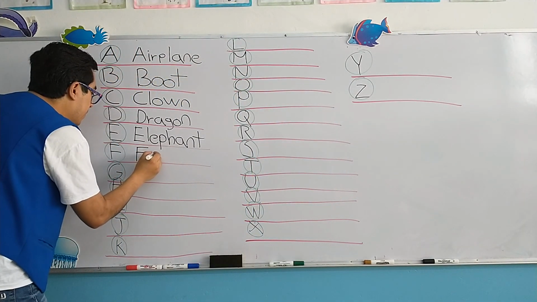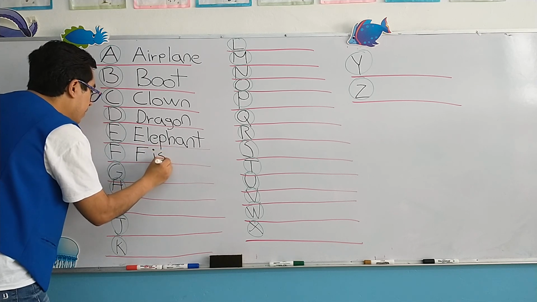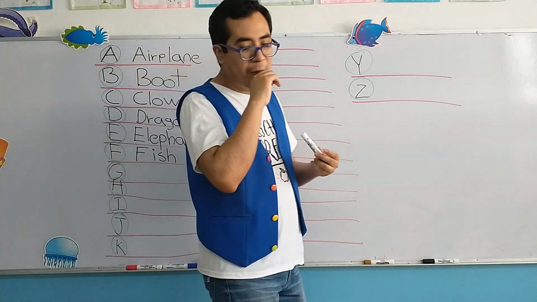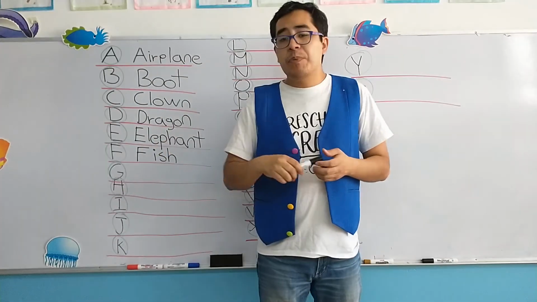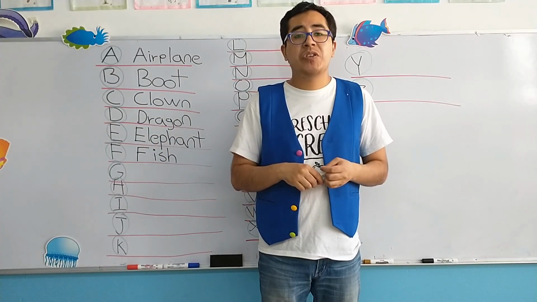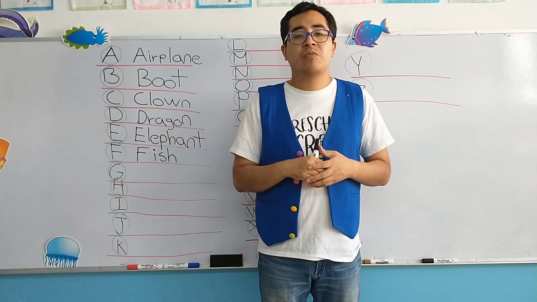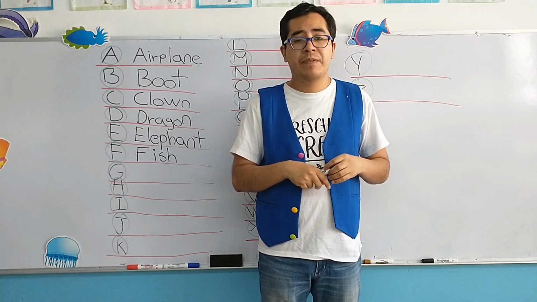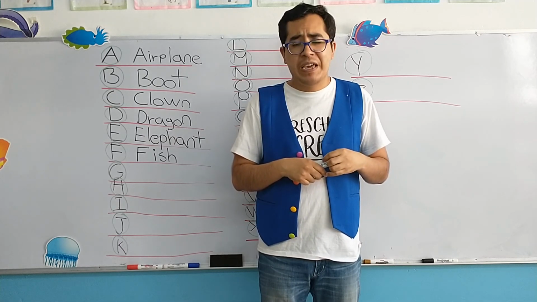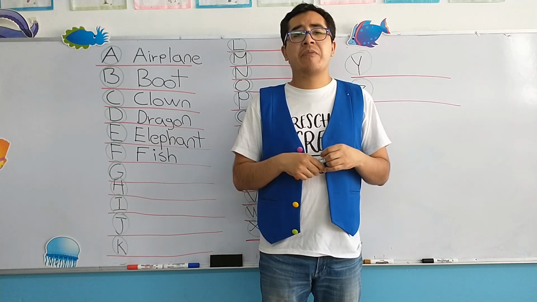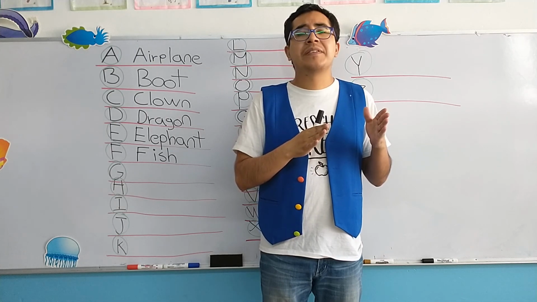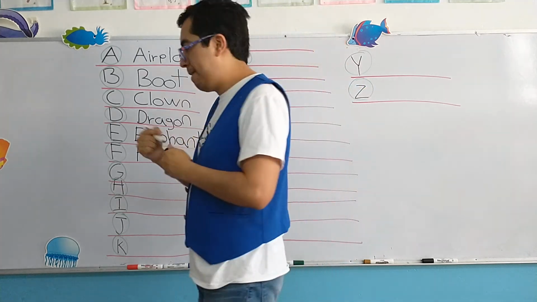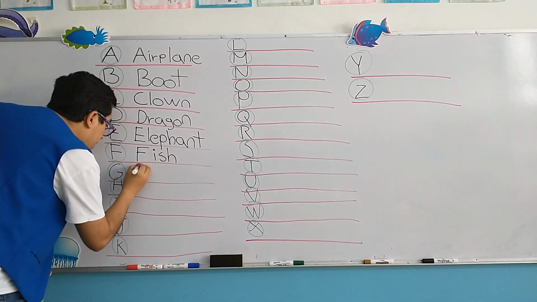Capital F, I, S, and H. Now, for capital G, once again, we saw several objects. For example, grandmother, girl, okay? Now, for this, let's use girl. Now remember, girl, in Spanish, we know it as niña. Girl.